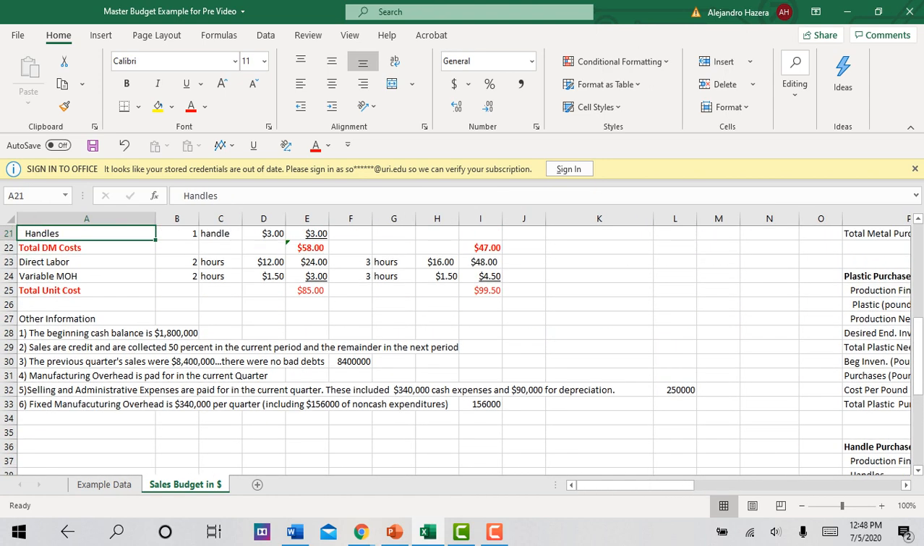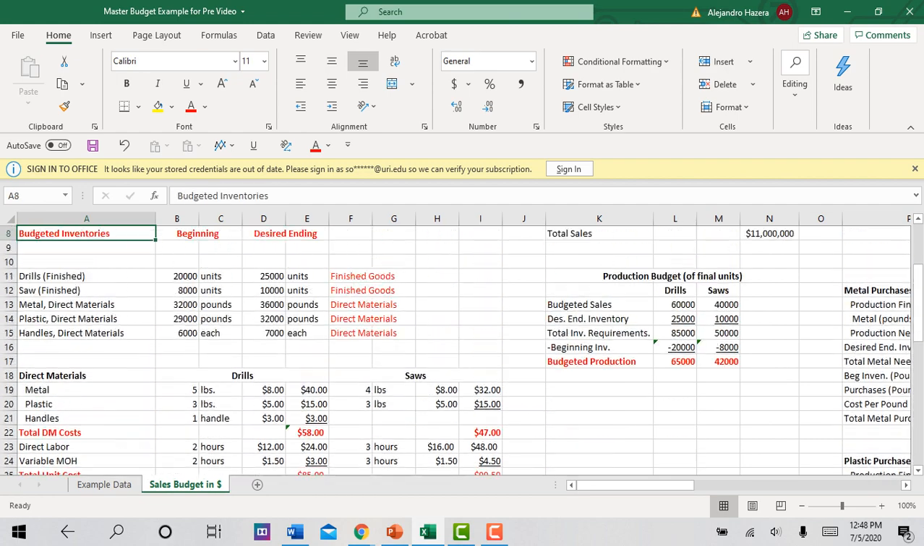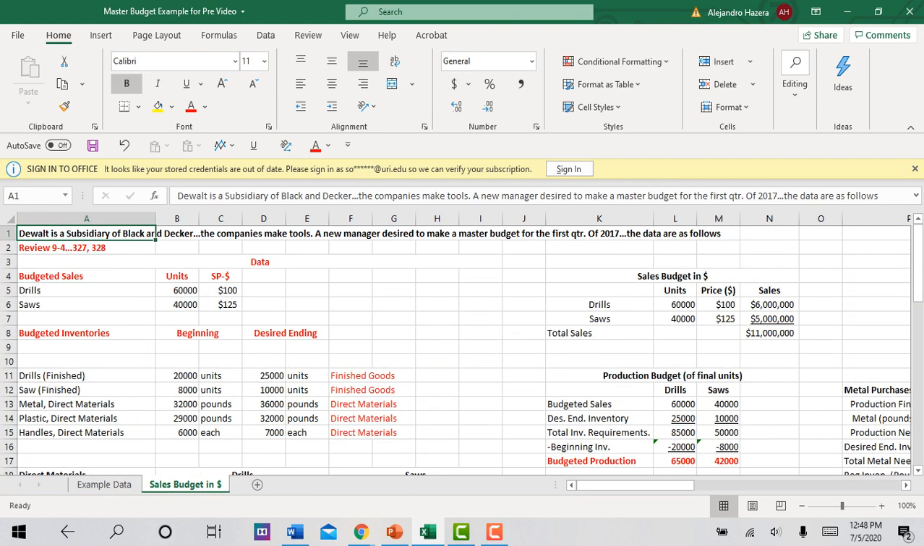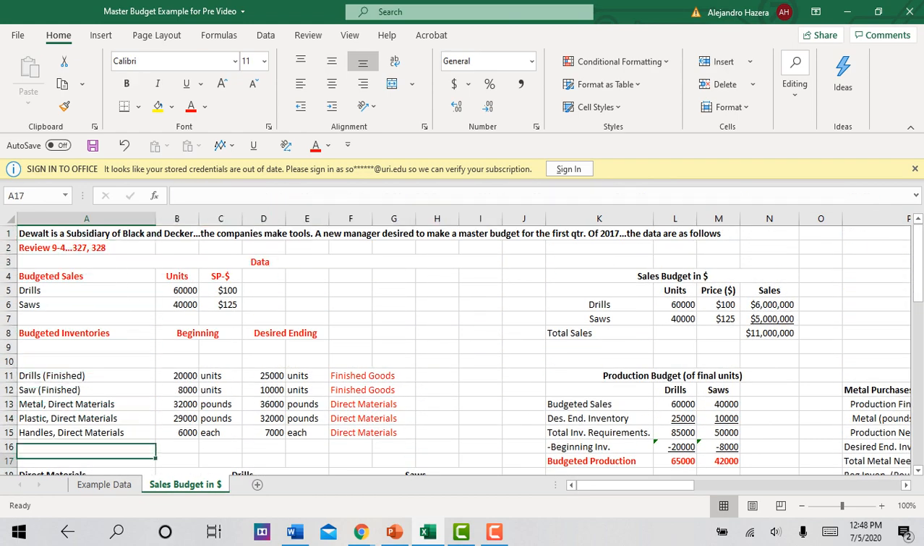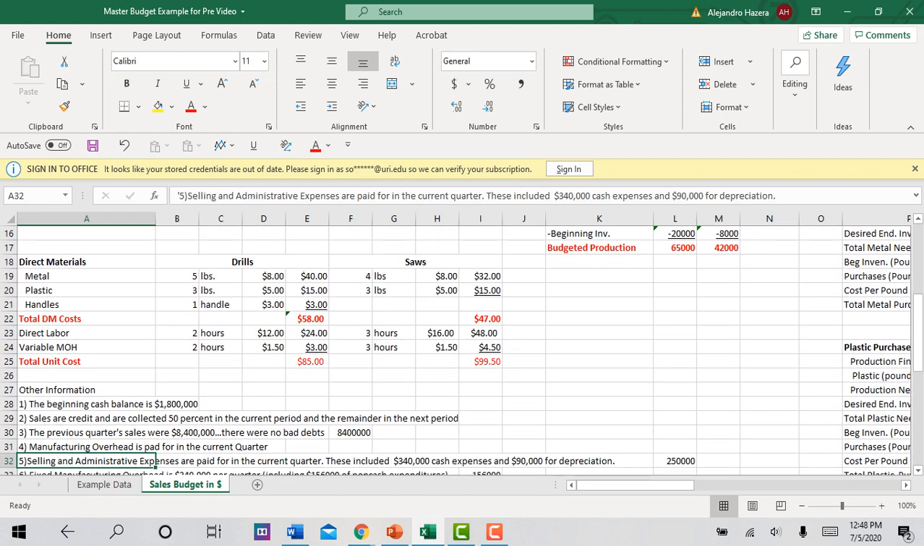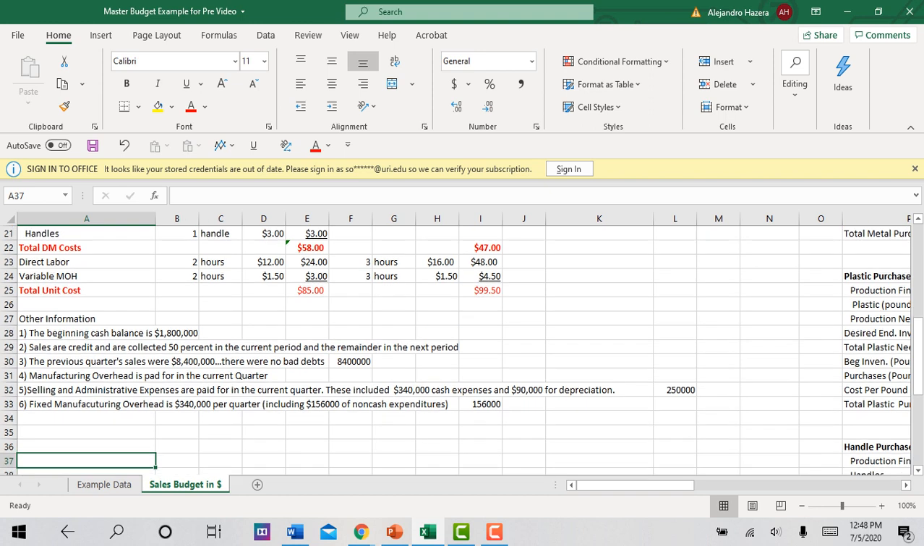And finally, our fixed manufacturing overhead. We don't allocate fixed manufacturing overhead per product. Somewhere in here I should have that fixed manufacturing overhead, and if I don't, I'll fix it in the next example. Somewhere in here it should say that fixed manufacturing overhead is equal to $214,000.